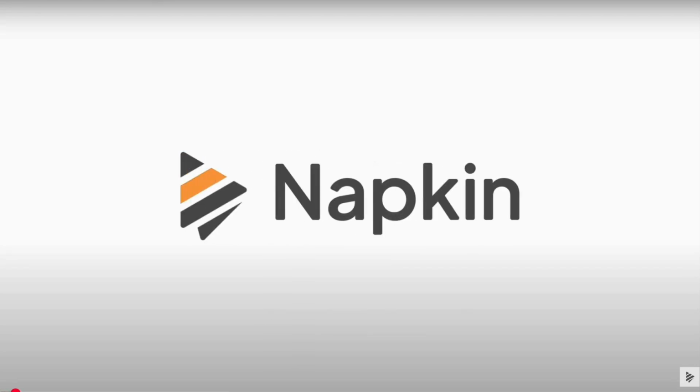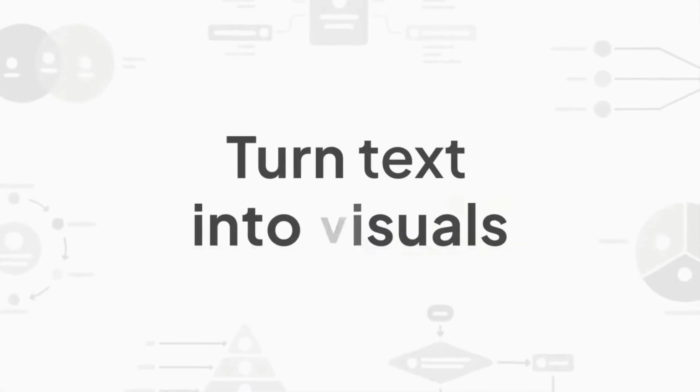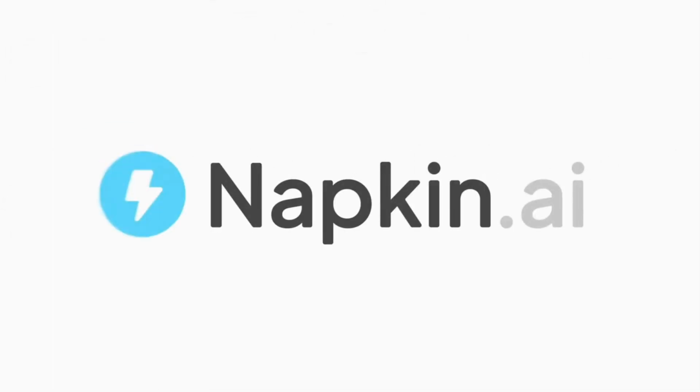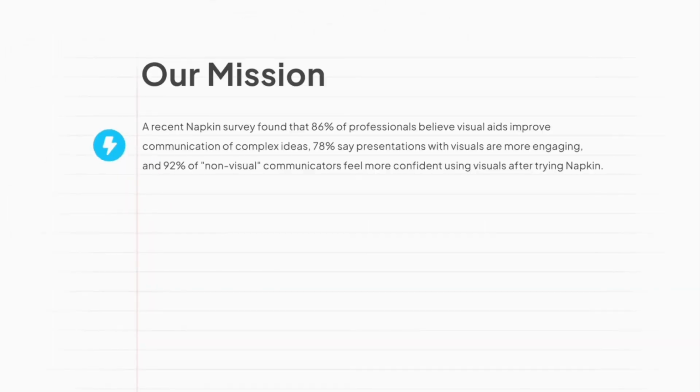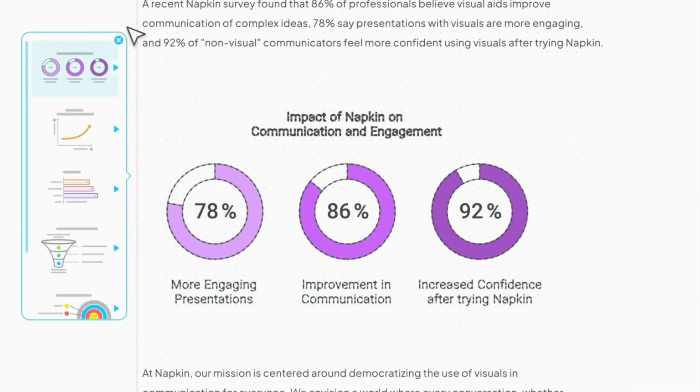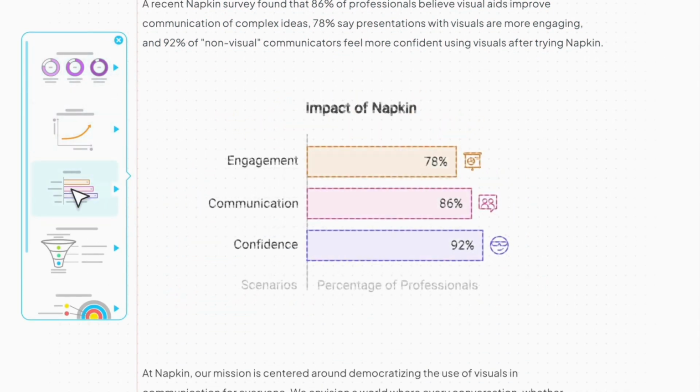Welcome. Today, we're exploring Napkin AI, an innovative tool that transforms your plain text into dynamic visuals in just seconds. Whether you're preparing a presentation, brainstorming ideas, or simplifying complex information, Napkin AI makes it all effortless.